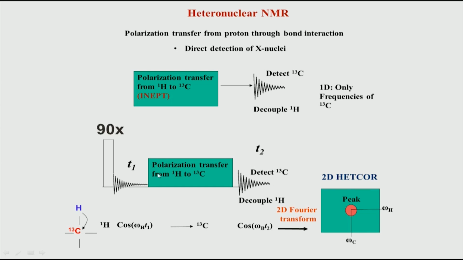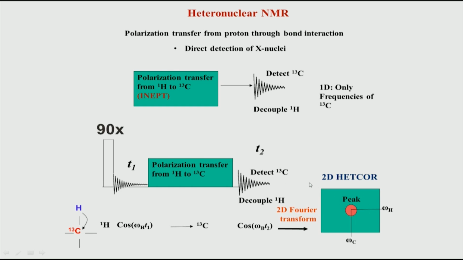You start from proton, you transfer to carbon and again come back to proton for detection. Instead of detecting carbon, detecting proton is preferable, but that will not be possible using this approach. In this approach, I have to do it the way it is shown here, that is, I start by labeling or evolving proton and detect carbon.